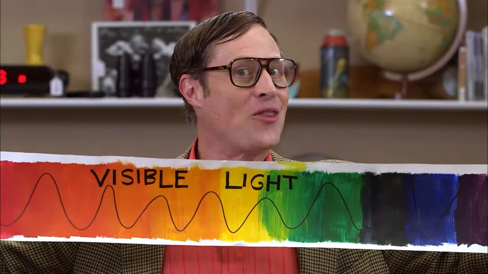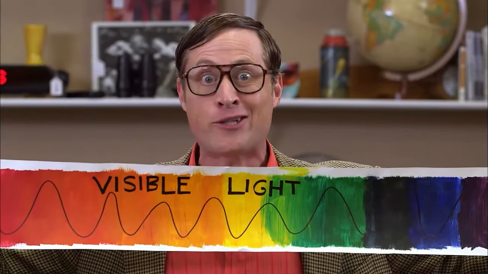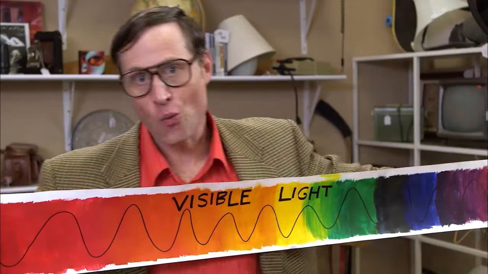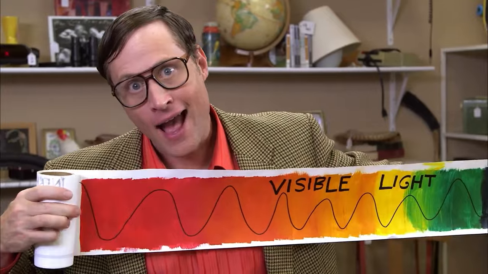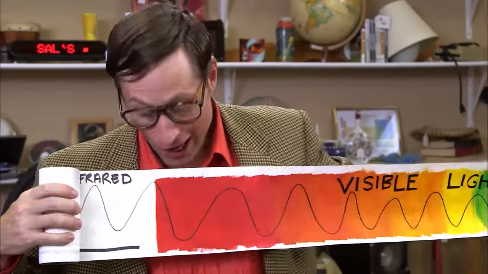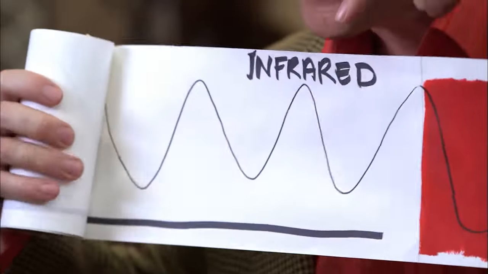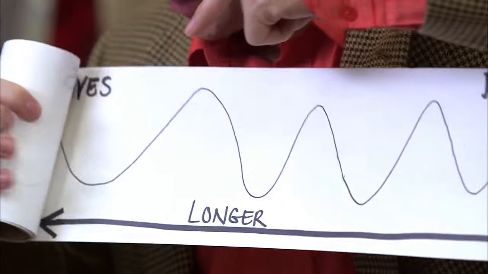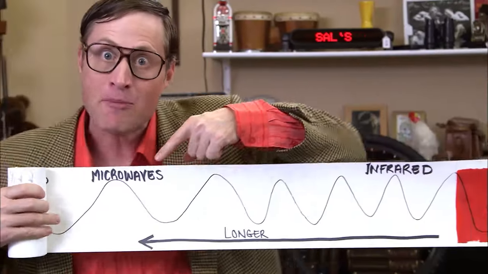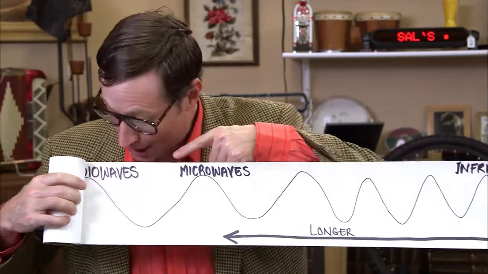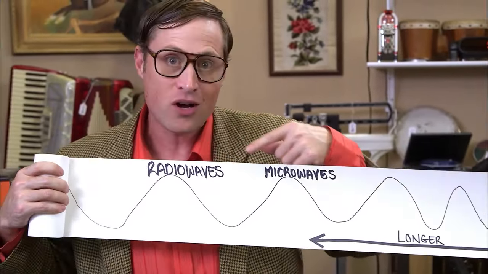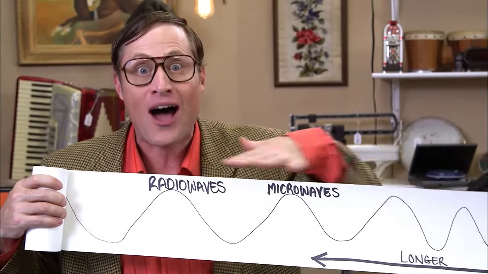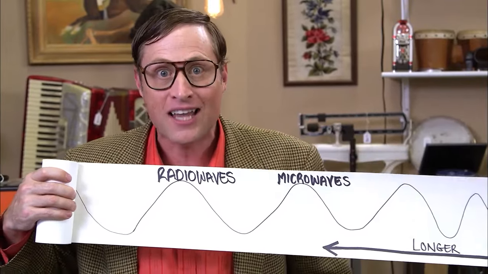But if you think that's all there is to the electromagnetic spectrum, then you're mistaken. So what happens over here on the red side? Does it keep going? Yeah, it does. Look, we got infrared here, and then we got microwaves. These are the same kind of waves you use in your oven. And then we got radio waves, which are the same kind of waves you use in your radio. They're all part of the same thing as visible light, huh?